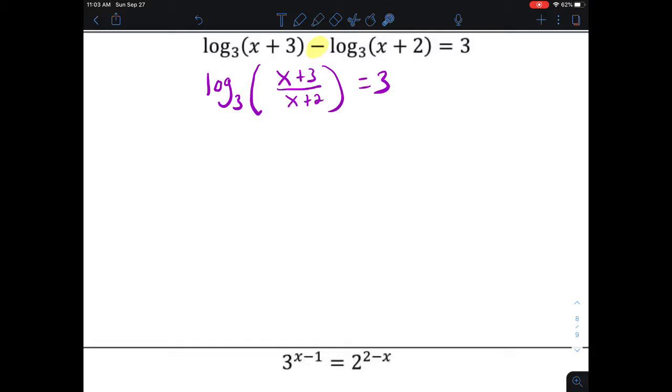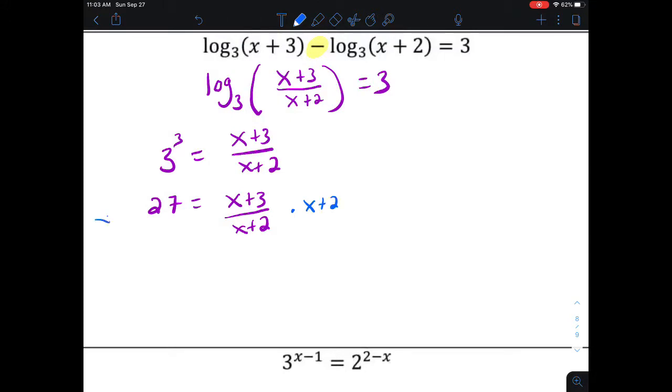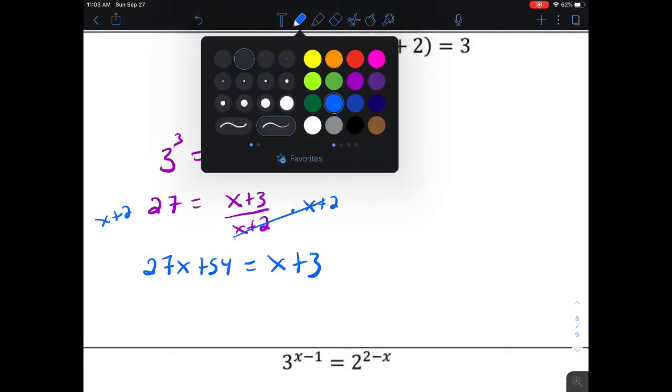Now to solve, I have to write as the exponential inverse, so base of the log, 3, to this as its exponent power, so it'd be 3 to the third equals what's on the inside. So 3 to the third equals x plus 3 over x plus 2. 3 to the third is 27. And then we'd solve from here. I got to multiply to get the x plus 2 out of the denominator. All right, and so we do that, we'd have 27x plus 54 is equal to x plus 3. And then we would finish solving from there.